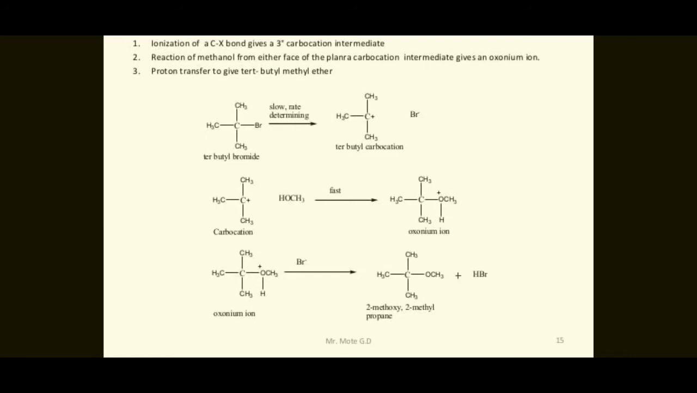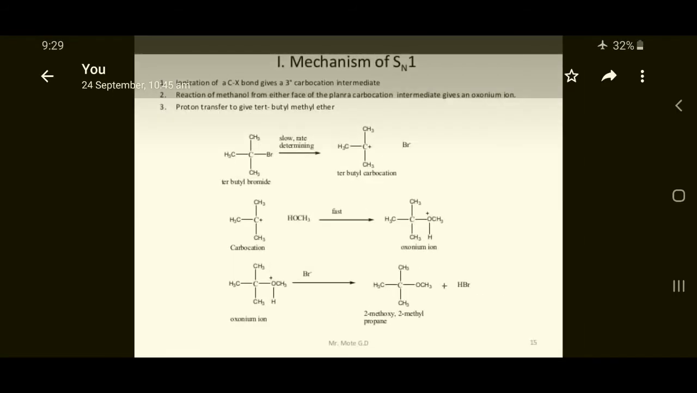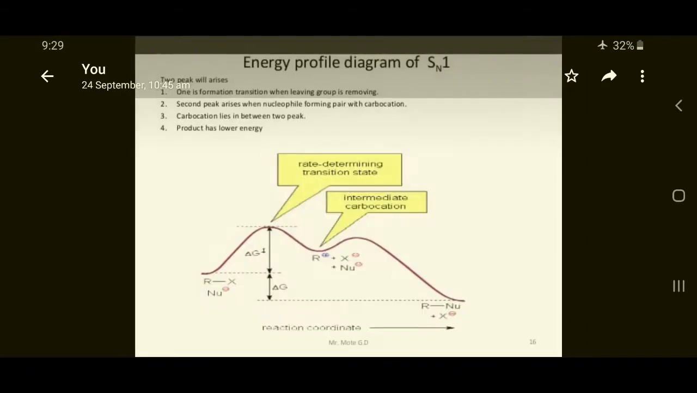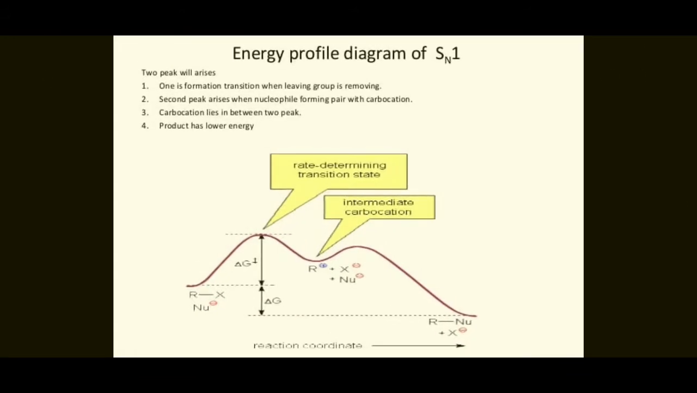In the second step, the carbocation reacts with the methanol nucleophile and converts to the oxonium ion species. It is fast for product formation, and the oxonium ion reacts with Br minus and converts to the product 2-methoxy-2-methylpropane, which is the major product in SN1 reactions. Now we discuss the energy profile diagram of SN1 reactions.